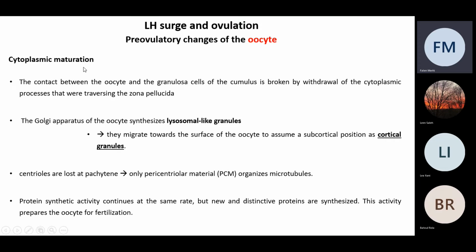We have a cytoplasmic maturation, where the contact between the oocyte and the granulosa cells of the cumulus oophorus will be broken. So the gap junctions between the granulosa cells and the oocyte will be broken following this LH surge by withdrawal of the cytoplasmic processes that were traversing the zona pellucida.